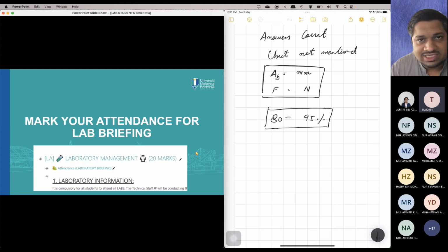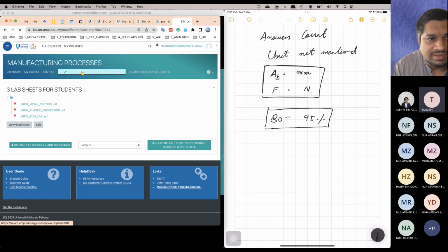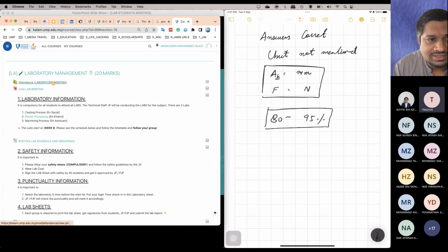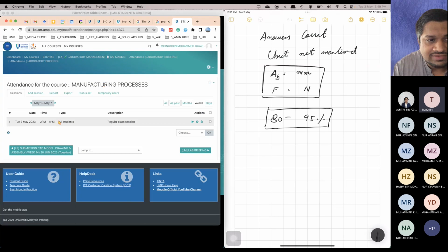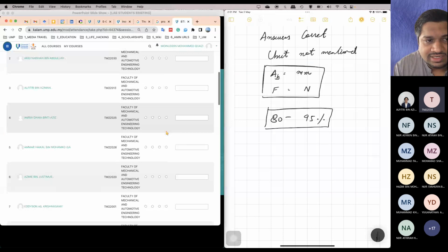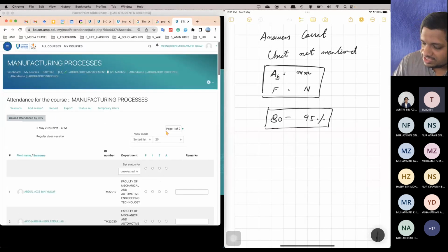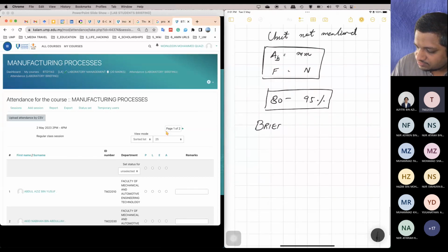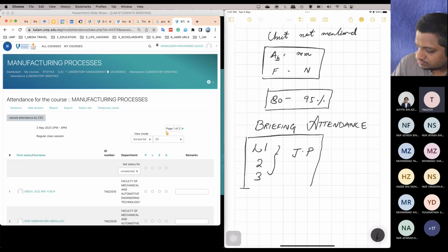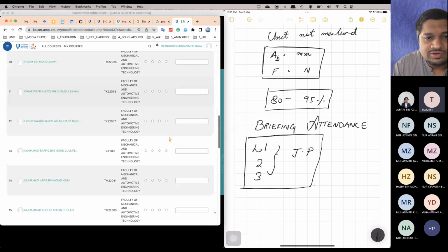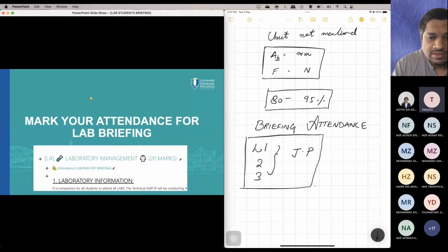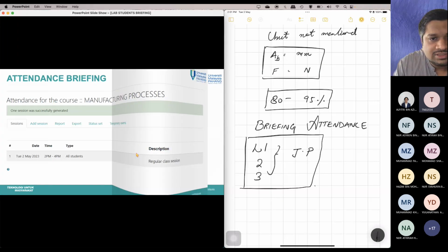I would suggest that for today's briefing session, please mark your attendance. Go to Kalam now, go to lab, and in the lab, go to lab attendance. In the lab attendance, you can mark your attendance for today. Okay. So today's briefing attendance on Kalam. And labs number 1, 2, and 3 will be by JP. So please don't forget to mark your attendance today. Please mark your attendance. That's it.